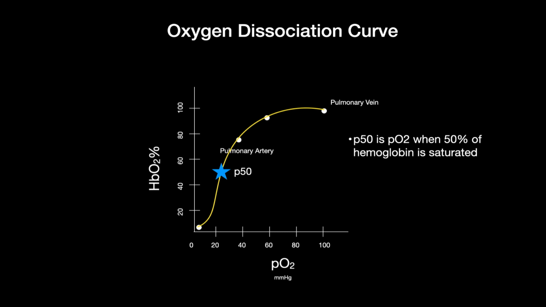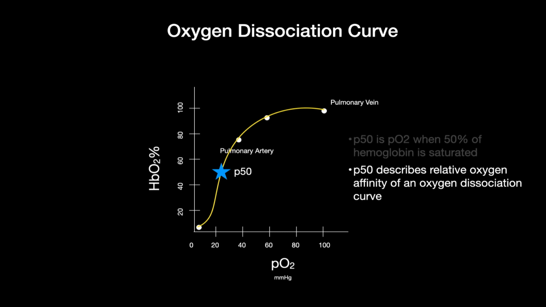So why is the P50 so important? Well, the P50 is used as a shortcut to describe the relative oxygen affinity based on an oxygen dissociation curve, meaning the P50 goes to the left and goes to the right, depending on whether the oxygen has a higher affinity or a lower affinity to hemoglobin, which is what we're going to get into soon.